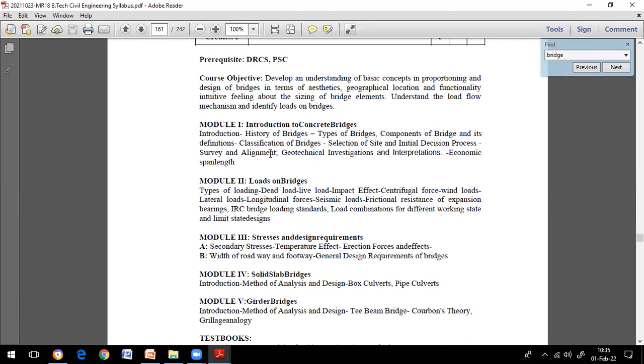So I think we have almost done the first unit. We are going to start the second module today, which is loads on bridges. Before starting this, let me show you the geotechnical investigations and the important things we have to consider for designing the bridges.